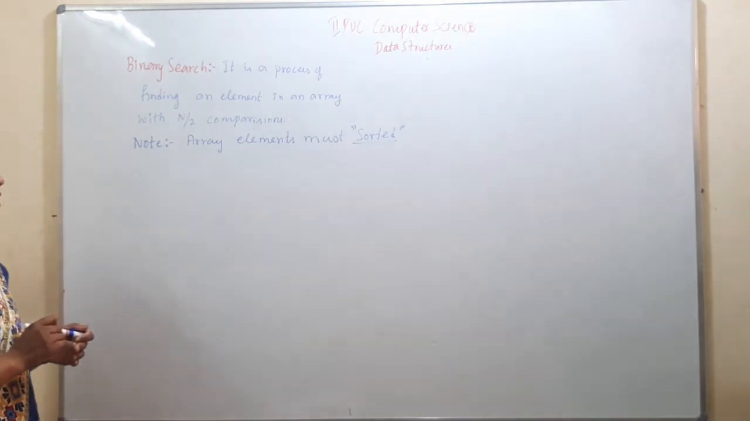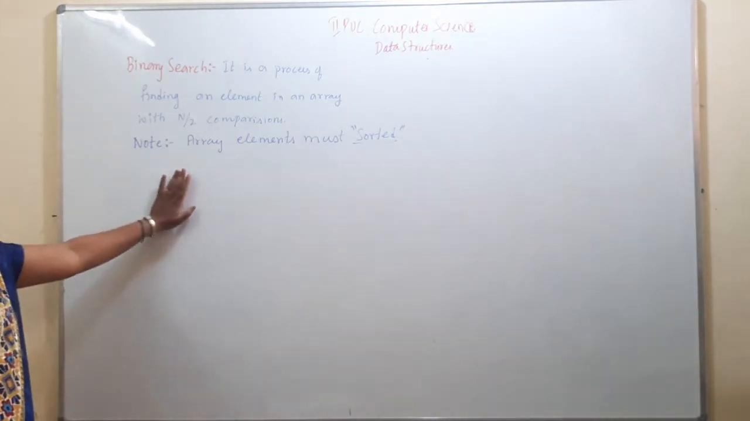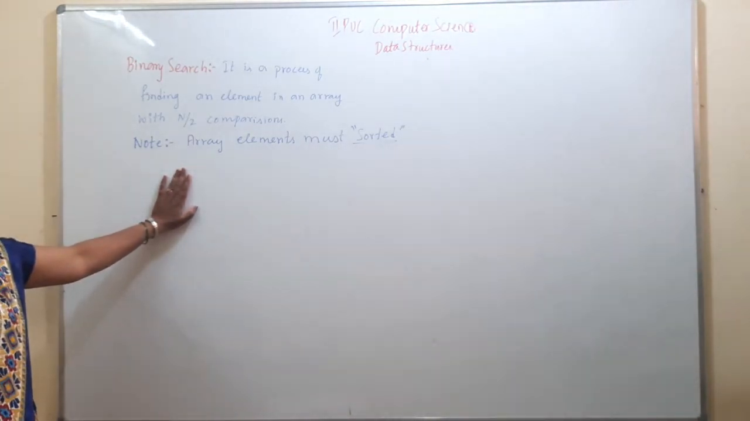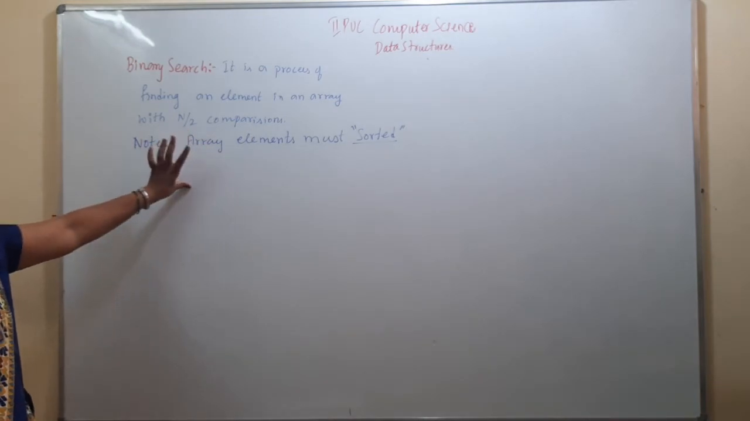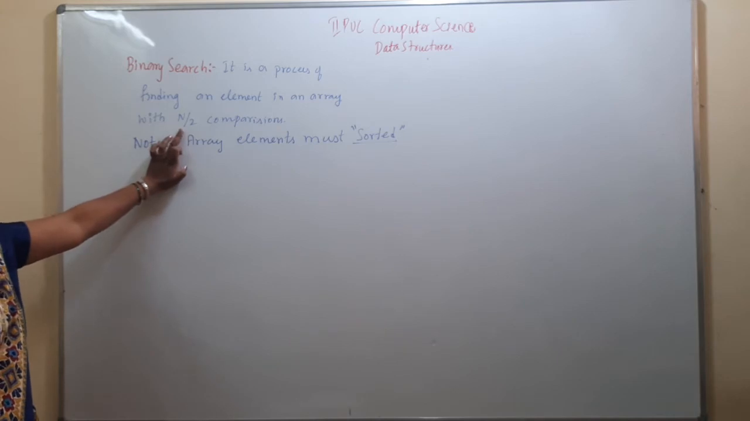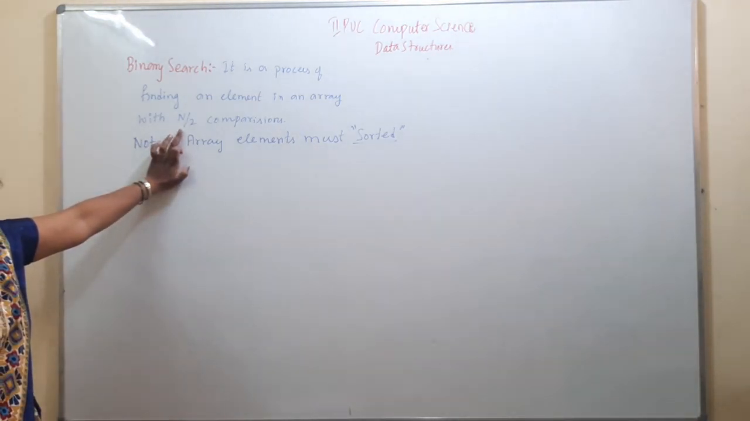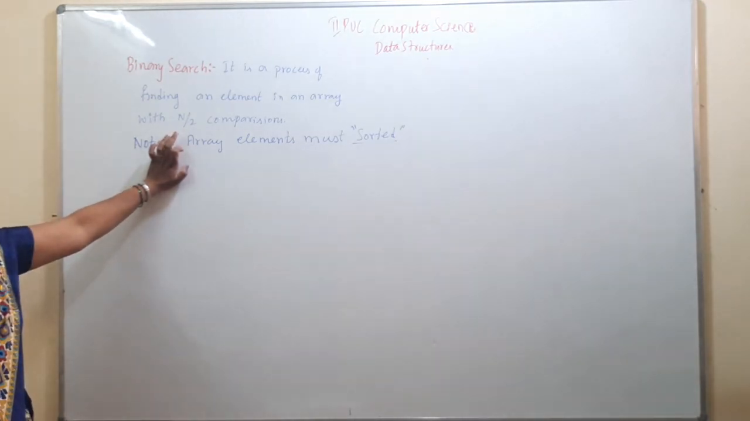This is the first Viva question: what is the condition for binary search? The condition for binary search is that array elements must be sorted, and we are doing only n by 2 comparisons, not n comparisons. Hence, we are comparing only n by 2. It is faster compared to linear search. Linear search makes n comparisons for unsorted elements.